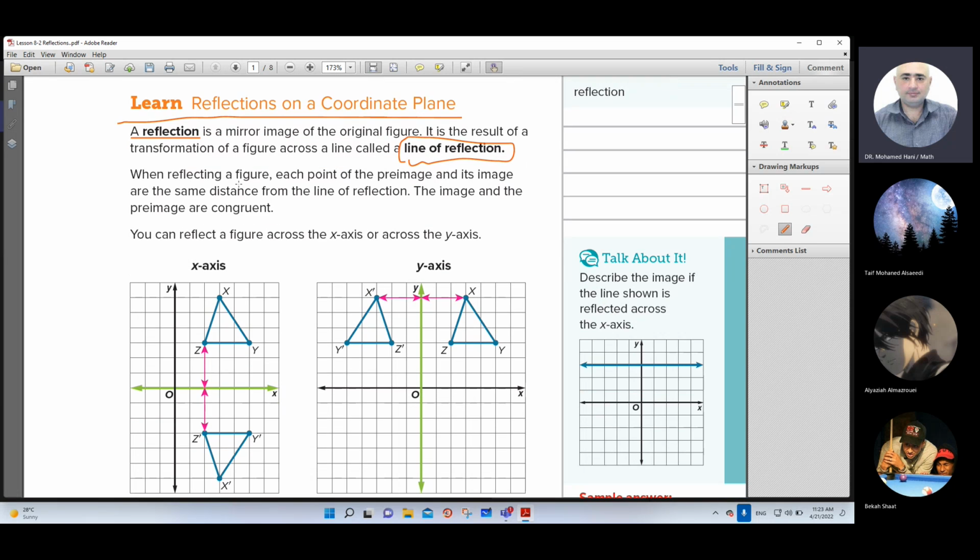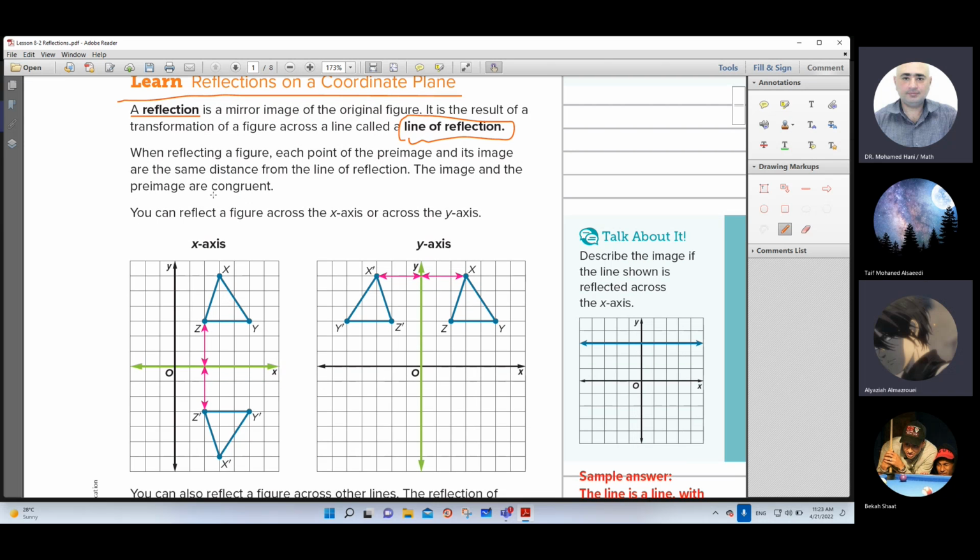When reflecting a figure, each point of the pre-image and its image are the same distance from the line of reflection. The image and the pre-image are congruent.